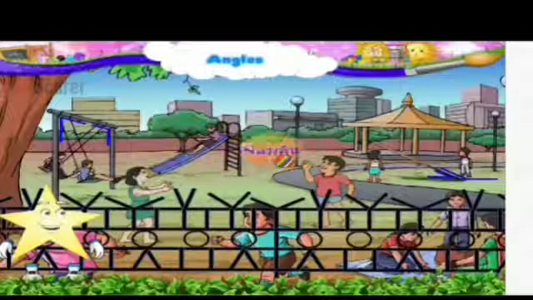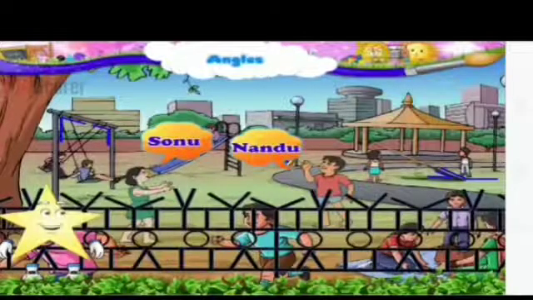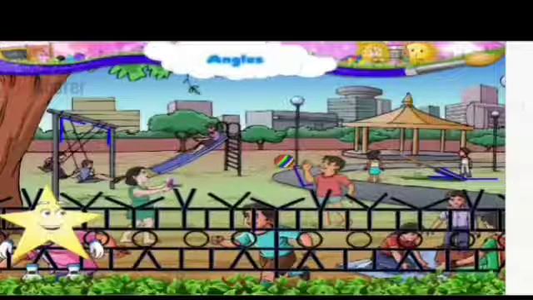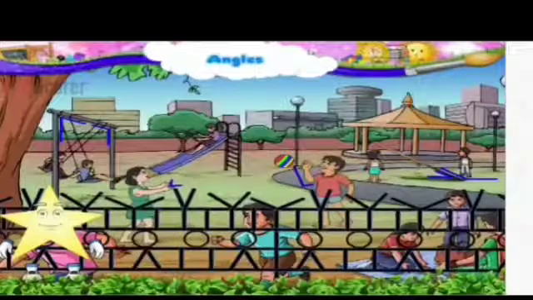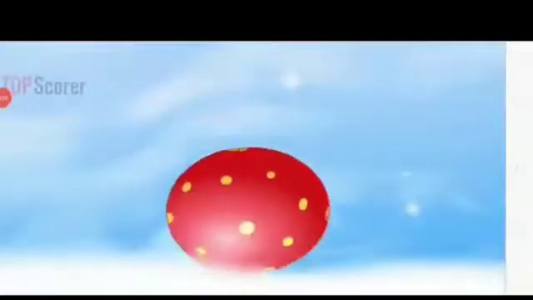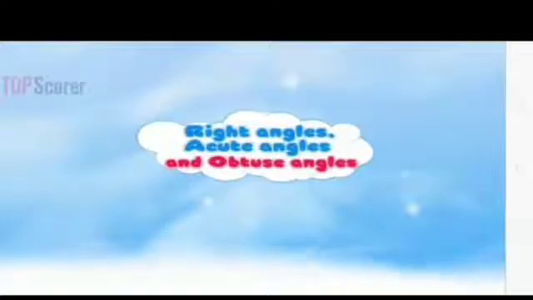See, Starry, Nandu and Sonu are playing with a ball. Now, look at Nandu's elbows and Sonu's hands. Did you again notice how angles are formed? So, Starry, have you learnt that angles are formed all around us? Right angles, acute angles, and obtuse angles.